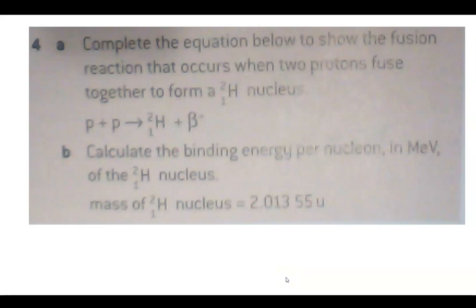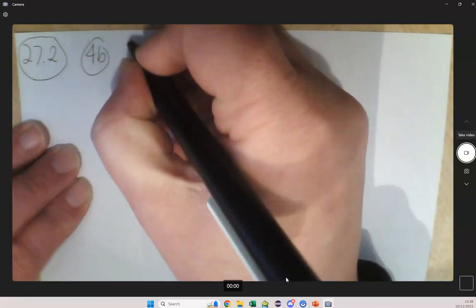So we've got a fusion reaction occurring when two protons fuse together to form a hydrogen-2 nucleus. It wants us to calculate the binding energy per nucleon, in mega-electron volts, of the hydrogen-2 nucleus. And it's told us the mass of the hydrogen nucleus is 2.0135 U. Alright, so let's jump across. And so what we've got to do then is work out this binding energy.